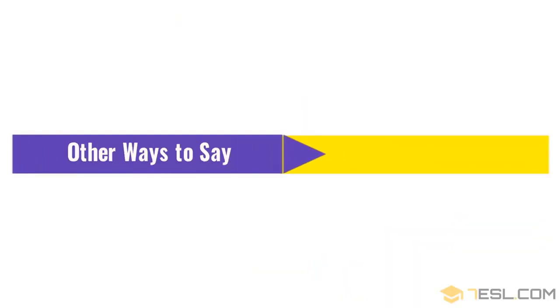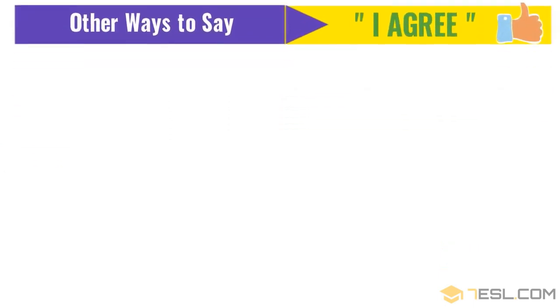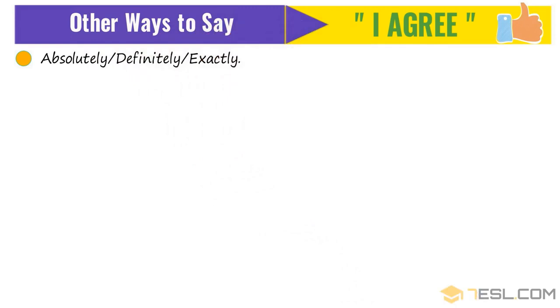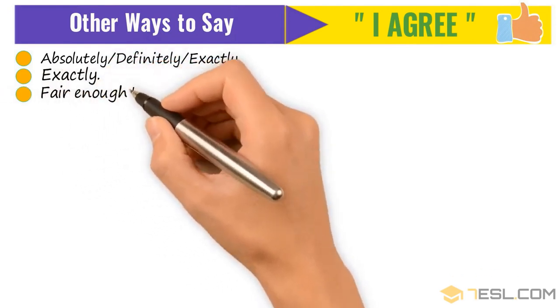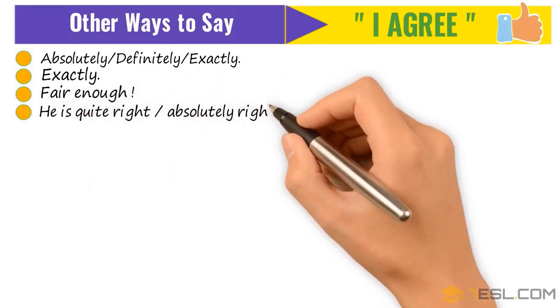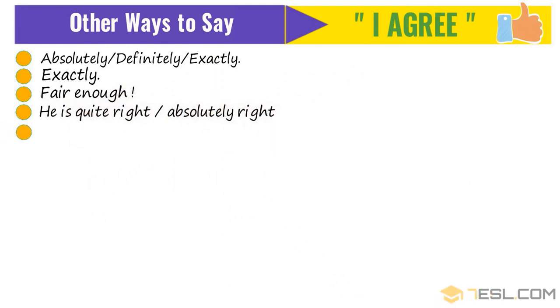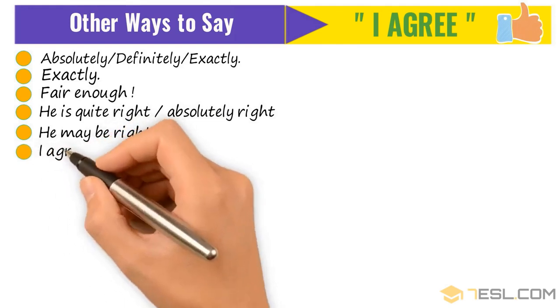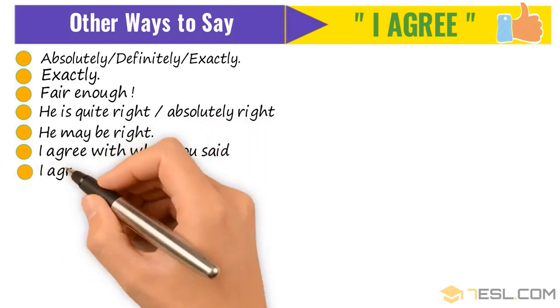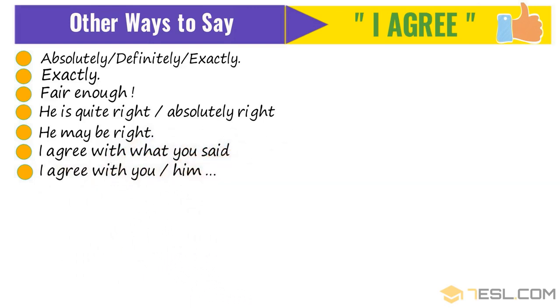Other ways to say, I agree. Absolutely, definitely, exactly, fair enough, he is quite right or absolutely right. He may be right. I agree with what you said. I agree with you or with him.